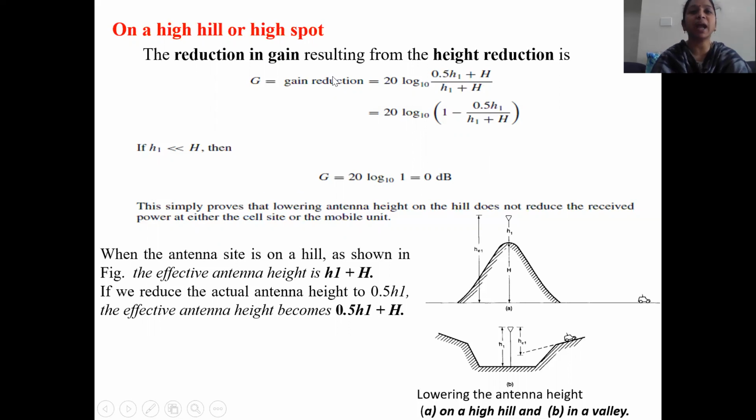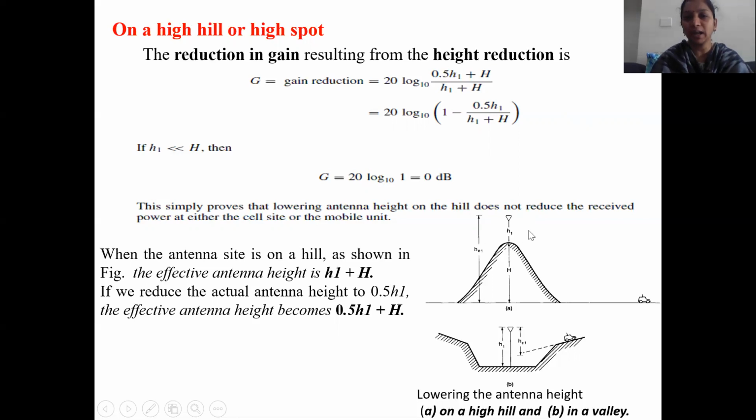The reduction in gain resulting from the height reduction is: gain reduction G equals 20 log of the new effective antenna height after reduction by the normal effective antenna height. So here I have told you, when the antenna site is on a hill, like this, we are discussing a high hill or a high spot.